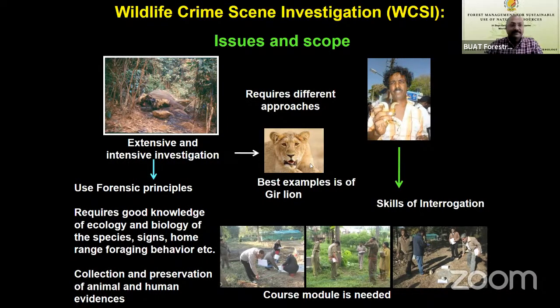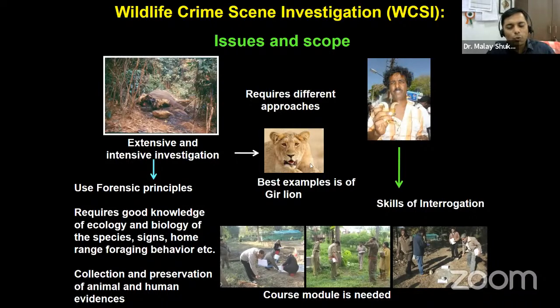Thank you, sir. So one very important thing to discuss here is coming to the actual talk now. Just a 10-minute eye-opening session. One of the classical cases that ever happened in the field of wildlife forensics, as far as investigation is concerned, is the Gir lion poaching case and its subsequent investigation.